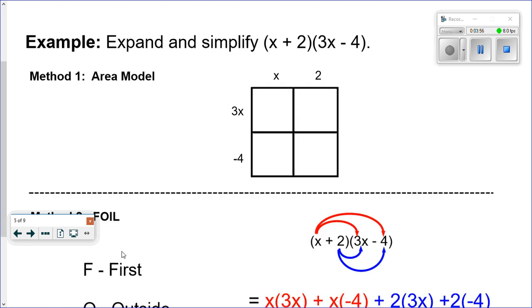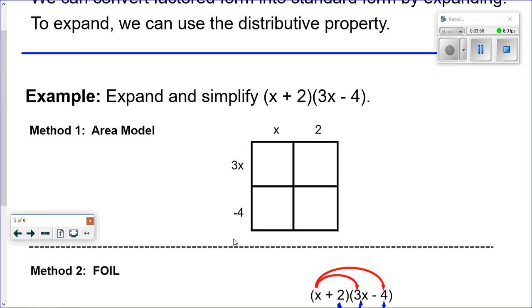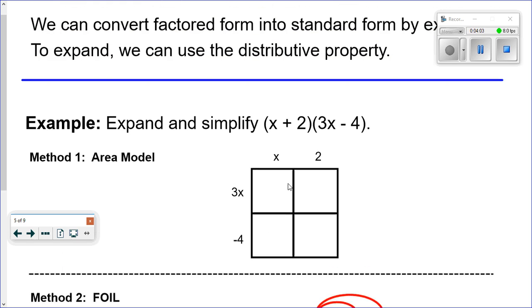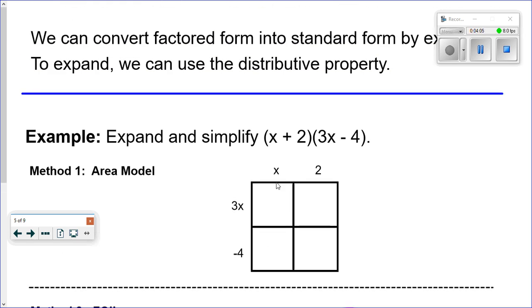Now, I am never a fan of the area model, but some people understand it better. So what ends up happening is that we take our letters and put them into a little box. And likewise for the other one, but we put them down the other side. And we multiply them wherever they meet. So in the first box, we have x times 3x.